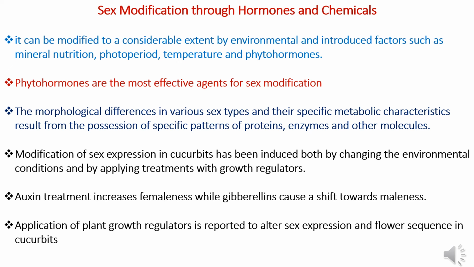The modification of sex expression in cucurbits has been induced both by changing the environmental conditions as well as applying treatments with growth regulators. Auxin treatment increases femaleness, while gibberellins cause a shift towards maleness, and the application of plant growth regulators is reported to alter sex expression and flower sequence in cucurbits.